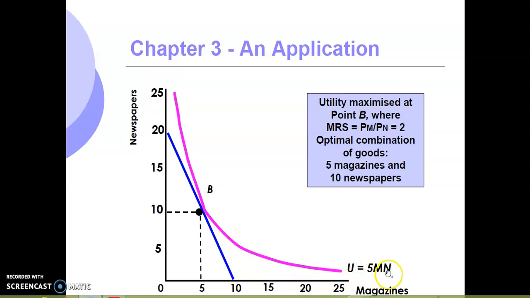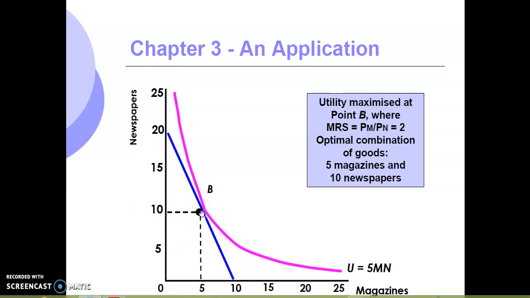You are now able to plot your utility function or your indifference curve U equal to 5mn using the coordinates and points that you found in part B of this question. And you're also able to plot your budget constraint or budget line using part A of this question. You had your vertical intercept and you could determine your slope. Now point B is the point where utility is maximized. That is where your marginal rate of substitution is equal to the ratio of the prices, which is equal to 2. And the optimal combination of goods you just determined was 5 magazines and 10 newspapers.